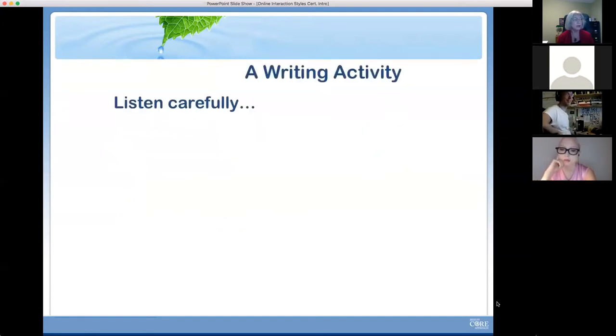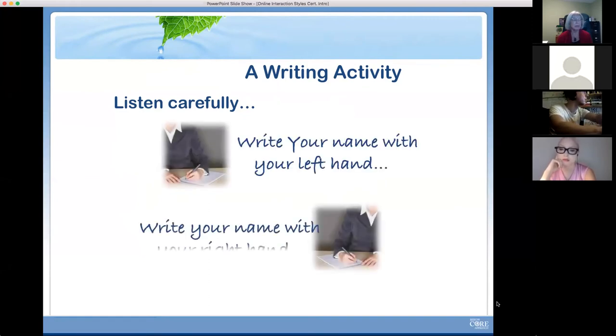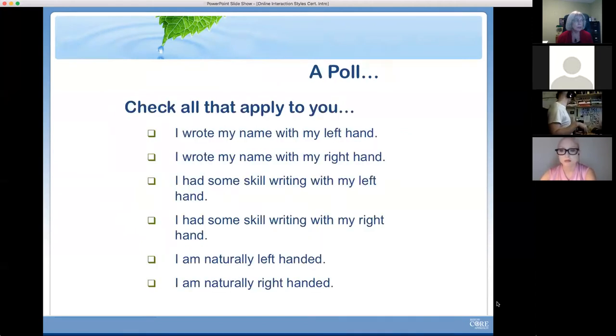Now, this is an activity I use. I'm not going to have you do it, and I do it in this particular way. I tell people to listen carefully, and I want you to write your name with your left hand, and then I'll say write your name with your right hand. And then after that, I ask the question, as I would in this poll if we were able to do it with this system, who wrote their name with their left hand and who wrote their name with the right hand. Almost always everybody raises their hand. So if we have 10 participants, there'll be 10 hands go up.